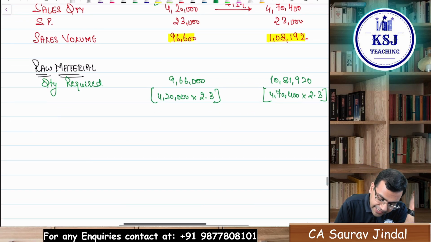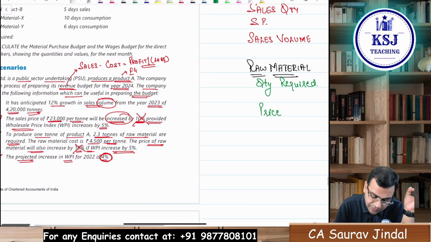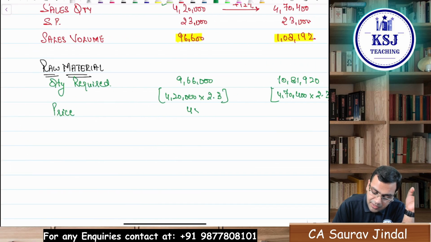Now what is the rate? What is the price given? That is 4,500 per ton. So we multiply by 4,500.